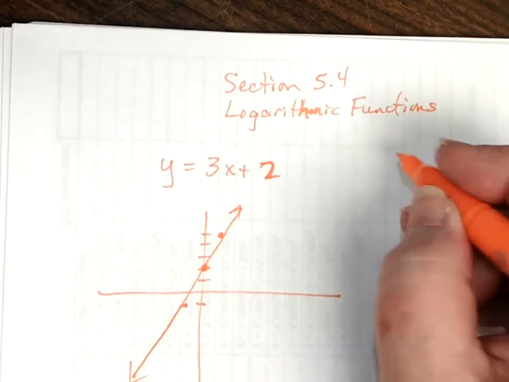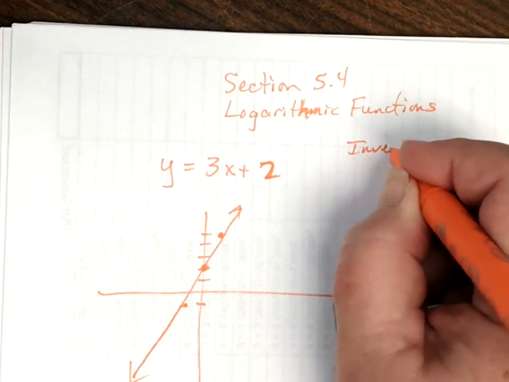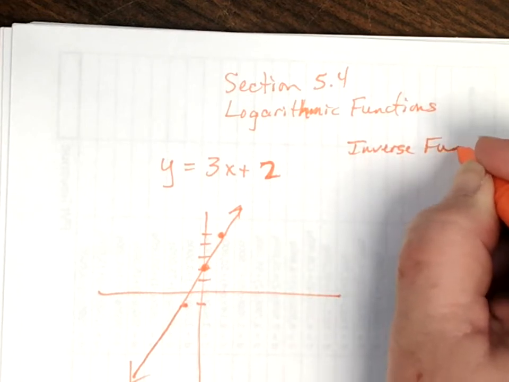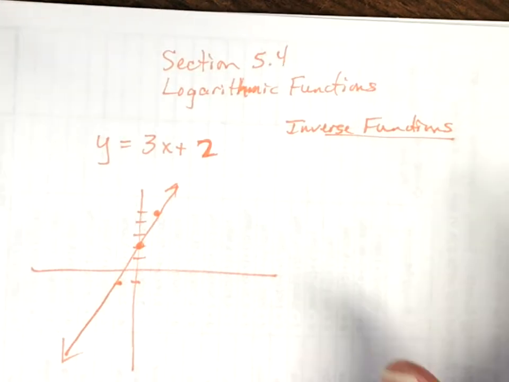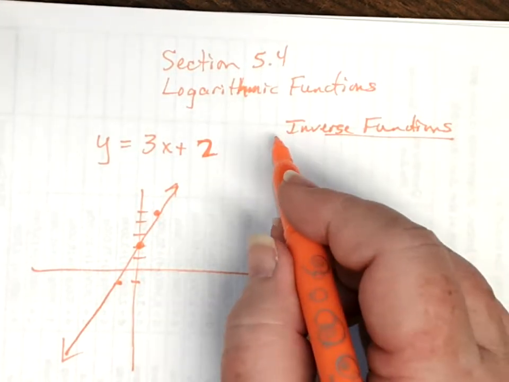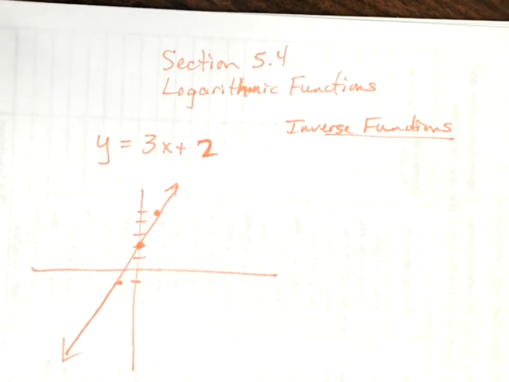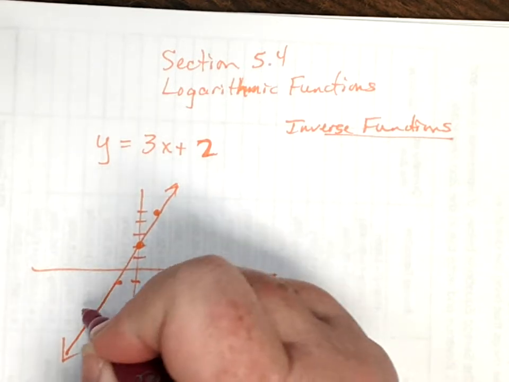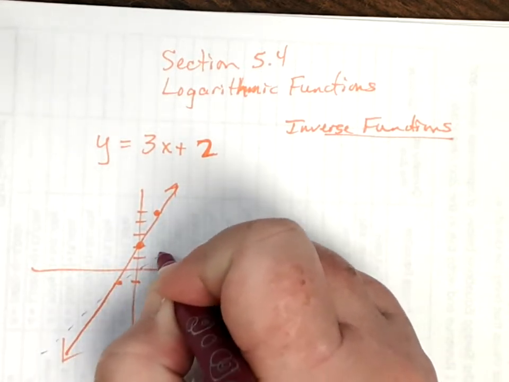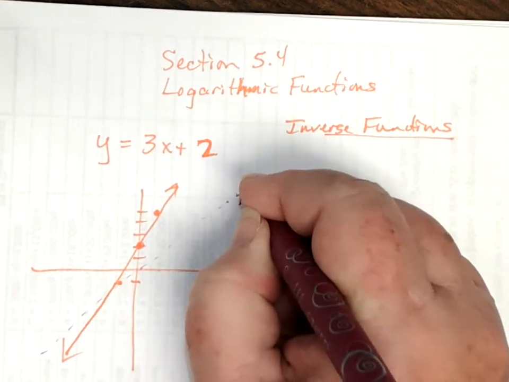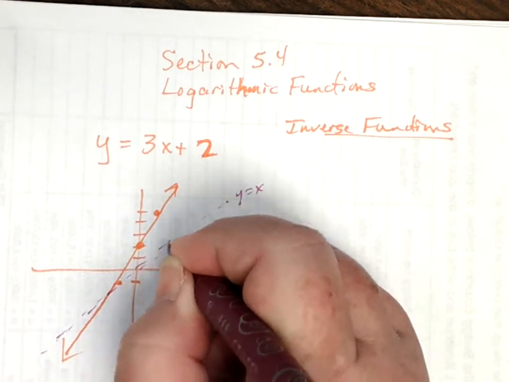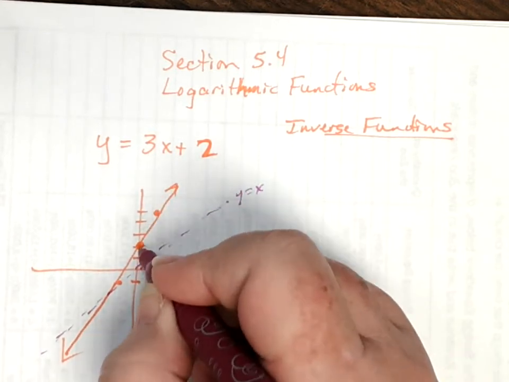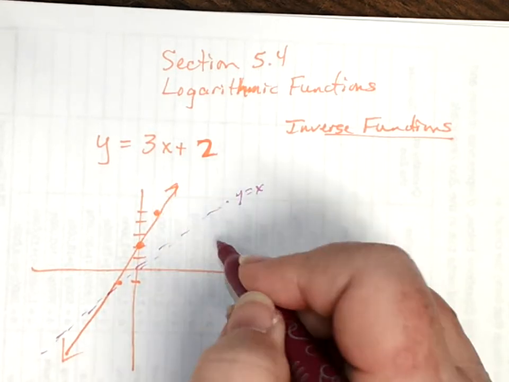What if I asked you to find the inverse function? Do you remember inverse functions from the first part of chapter 5, at the beginning of the school year? Think about how we found the inverse functions. We looked at the line y equals x. Here it is, right here, y equals x. And inverse functions were a mirror image of our function across y equals x.